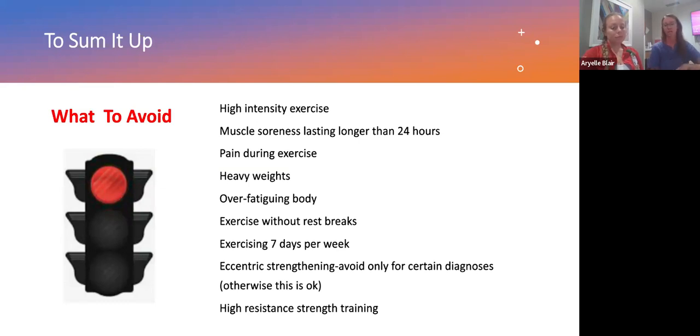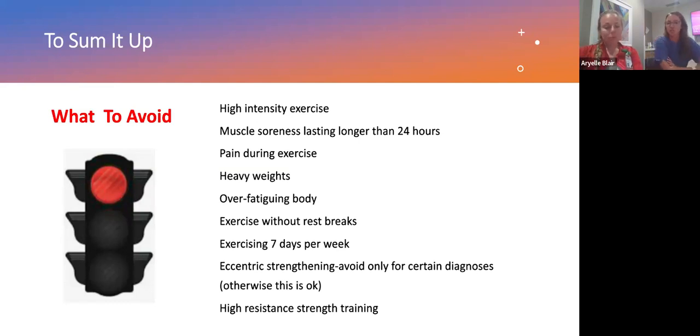So you can try it again, just try to scale it back in duration or sets and reps. And if it happens again, then it might mean you just did the wrong type of exercise, or talk to your PT about it or your athletic trainer. We don't want you exercising 7 days a week. We actually don't want anyone exercising that many days a week, as Aryelle already went over the guidelines.